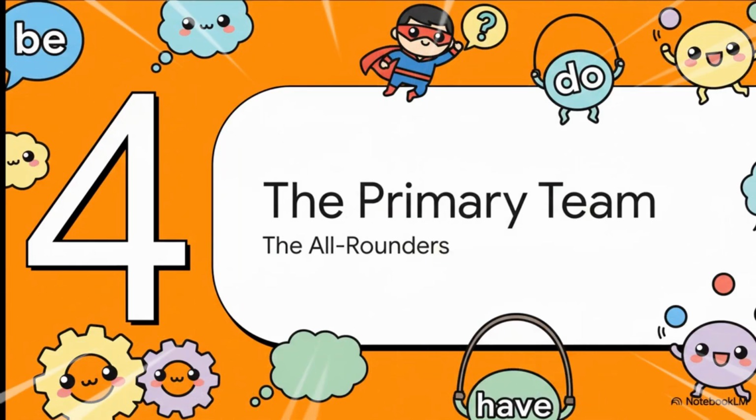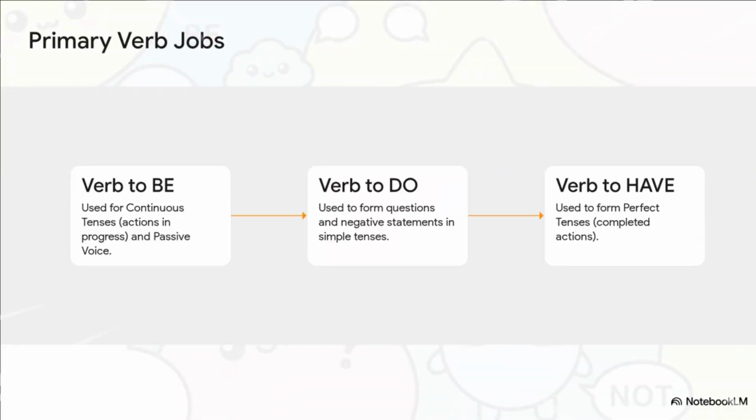All right, let's kick things off with the primary team. You can think of these guys as the all-rounders, the utility players of the grammar world who can do a bit of everything to get the job done. So, within this team, each verb has its own kind of special job. You've got be, which is all about what's happening right now or when something is being done to the subject. Then there's do. Do is like the superhero that swoops in to help you ask questions or say no when there's no other helper around. And have, that's your guy for talking about things that are completely finished, connecting the past to right now.